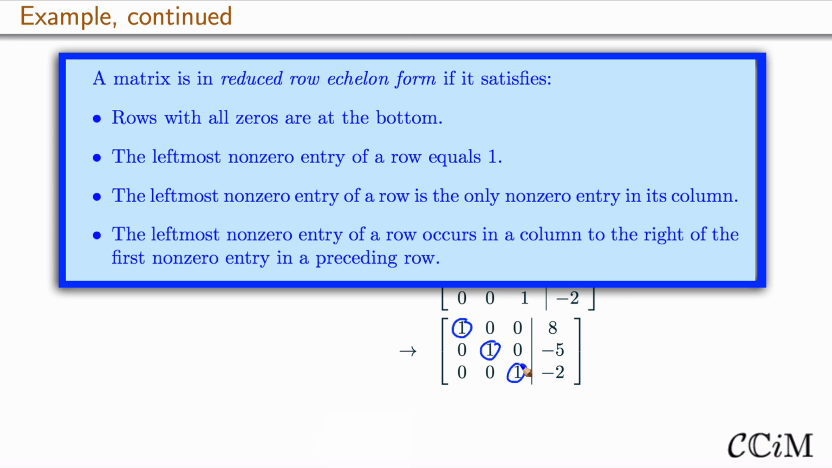The leftmost non-zero entry of a row is the only non-zero entry in its column. That's also the case. So this column here doesn't have any other entries. This column doesn't have any other entries. This column doesn't have any other entries. And finally, the leftmost non-zero entry of a row occurs in a column to the right of the first non-zero entry in the preceding row. That is also the case right here. This one is to the right of the first one, and this one is to the right of the next one.